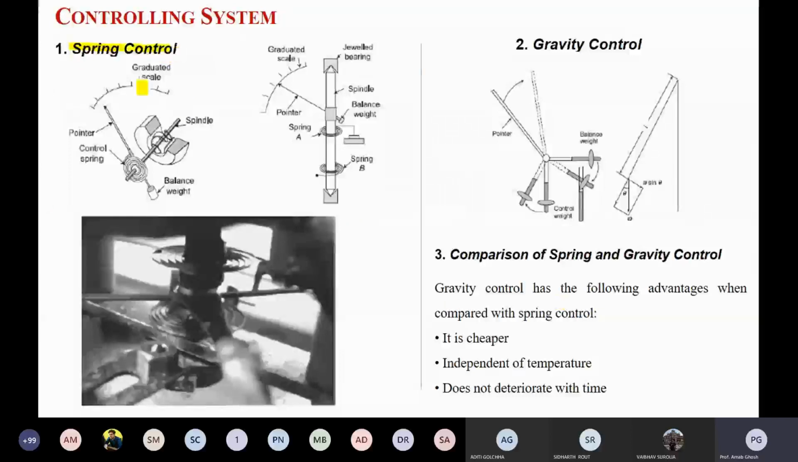The first one is spring control. Here you can see the spring of the PMMC instrument, and this is your pointer. The pointer shaft is directly connected, so the deflection is observed on the graduated scale, which is uniformly distributed. This is your control spring; you can observe the control springs here. And this is your balance weight. The balance weight is there to mitigate the oscillations in the pointer.